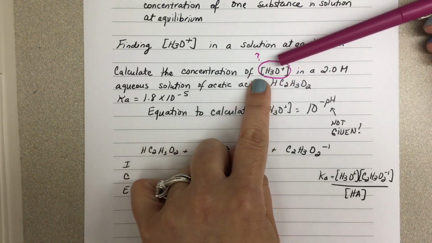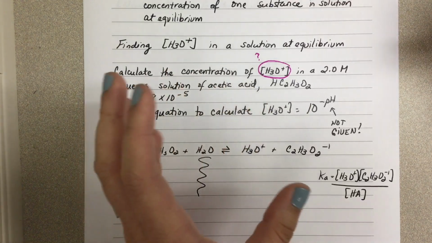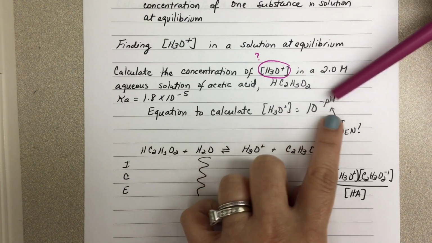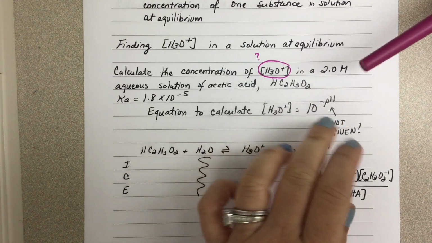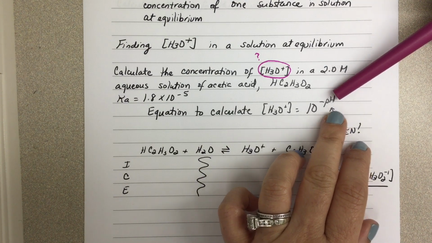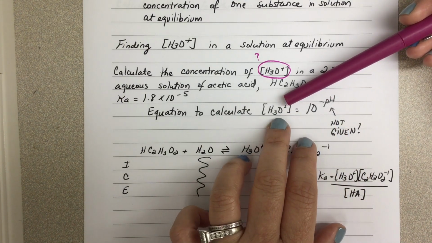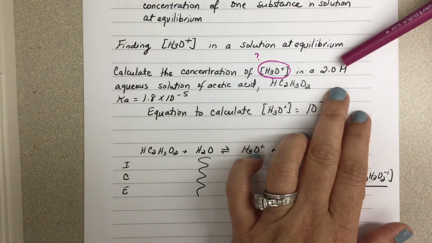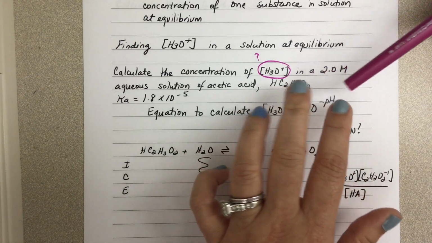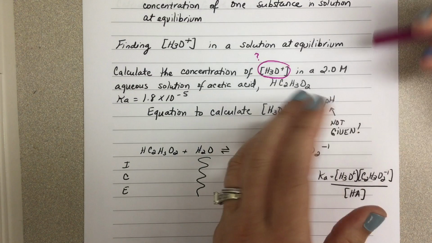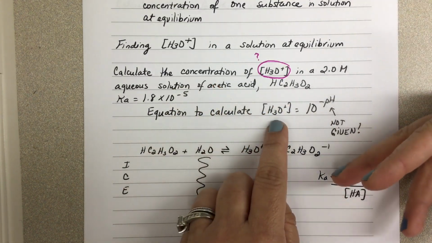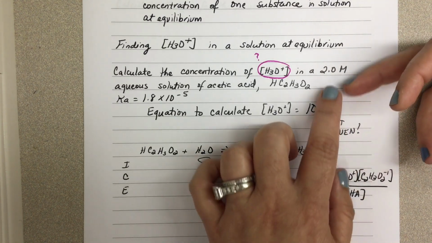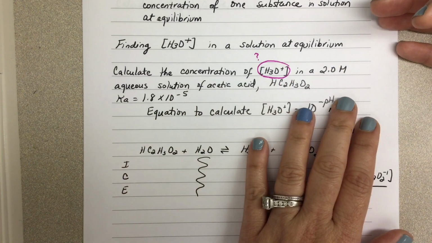So to find out your concentration of hydronium, in your list of equations, you have this equation here: hydronium equals 10 to the minus pH. If you have a numerical value for the pH, you can use that to find out the concentration of hydronium. But in this problem, you don't have a numerical value for pH. You have a concentration for your acetic acid. Concentration for an acid is useful to calculate concentration of hydronium if you have your pH value. But in this case, you have a concentration, you don't have a pH value.